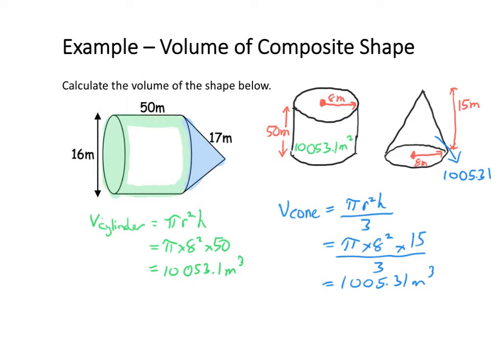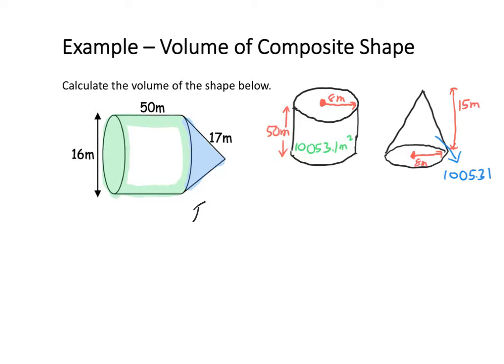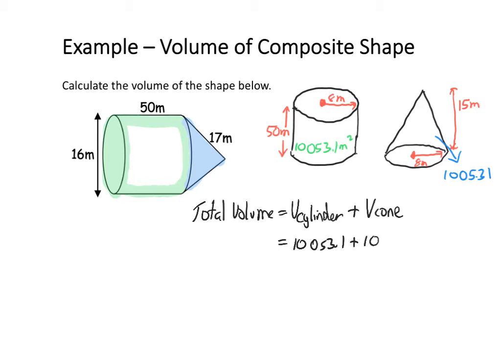Now that I've calculated the volume of the individual components, I can add them together to find the volume of my composite shape. So total volume is going to equal the volume of the cylinder plus the volume of the cone. And I can go ahead and substitute in those values. So 10,053.1 plus 1005.31, which equals 11,058.41, and putting in my unit of measurement, meters cubed.